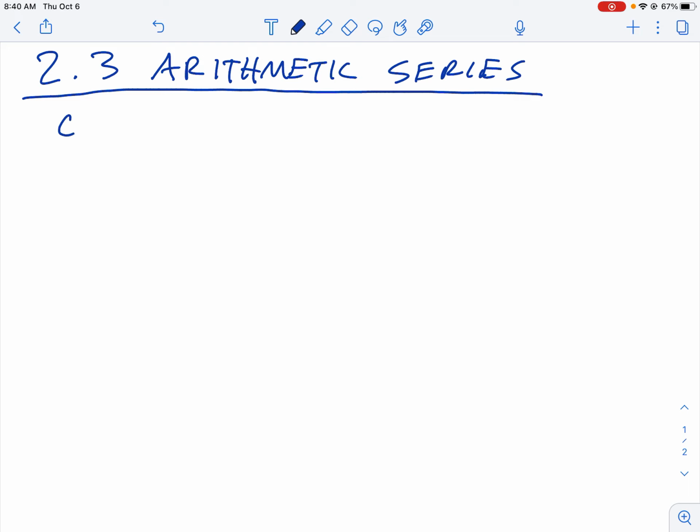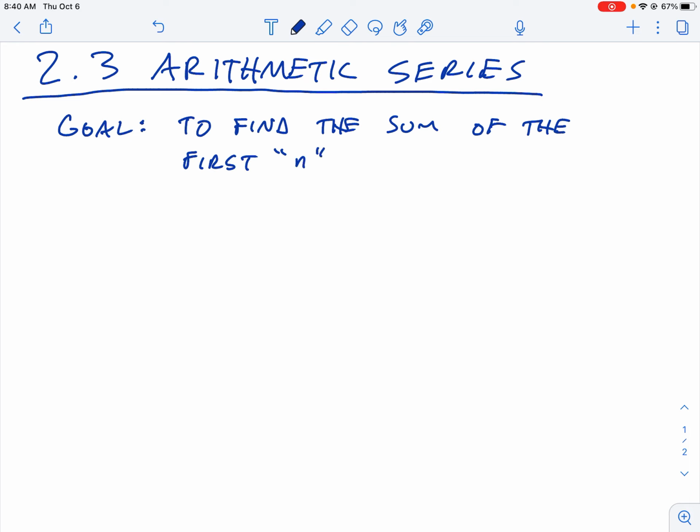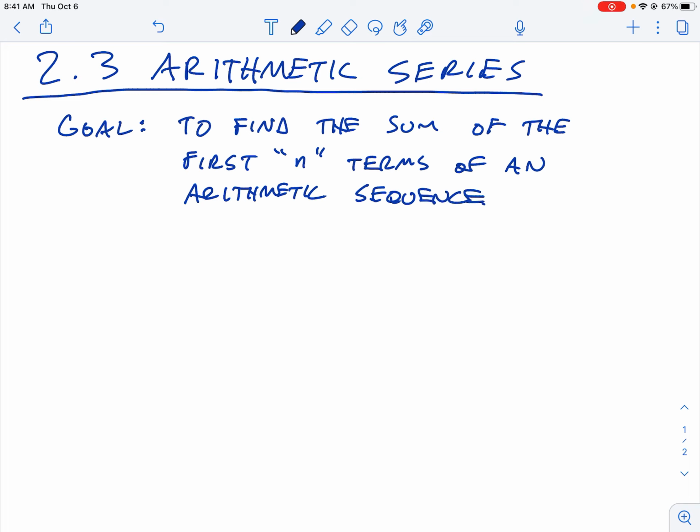Now, the goal here is going to be to find the sum, which means addition, of the first, and then this will be n, terms of an arithmetic sequence. Okay, so this is going to be the goal.